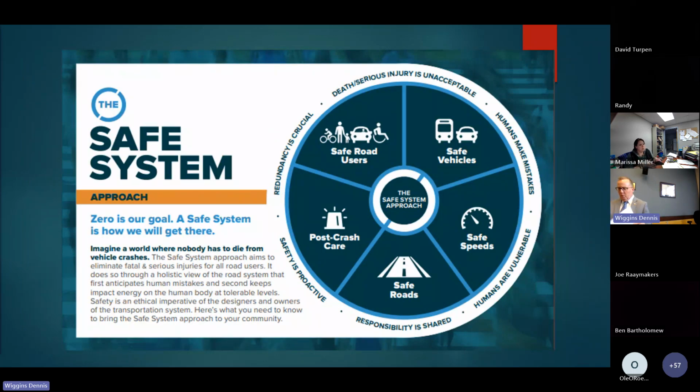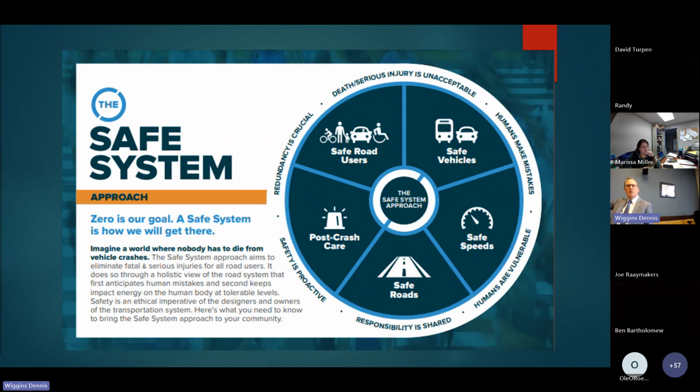And so what we do is we apply a lens of safe system. This is from the Federal Highway Administration. We apply this lens to everything that we do. This is all based on principles for a safe highway that are on the outside of this circle. Death and serious injury is unacceptable. Humans make mistakes. Humans are vulnerable. Responsibility is shared. Safety is proactive, and redundancy is critical.